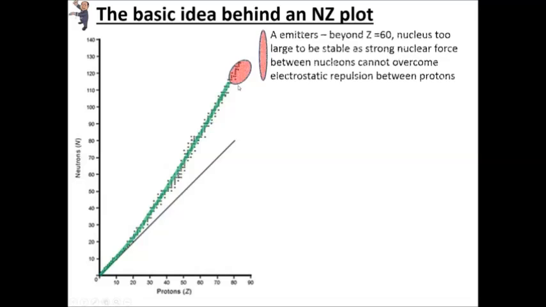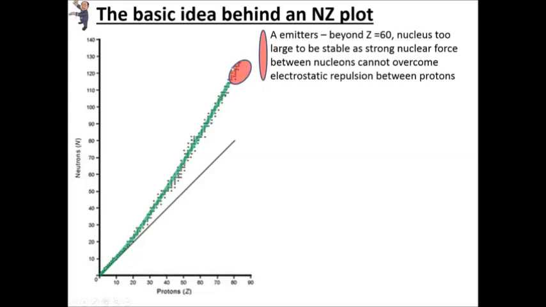Okay, and then what we can now add on to it, we can consider that anything that's not on the stability belt are the unstable isotopes, and we can look at where they all are. Now this particular pinkish area, these are the alpha emitters. They're beyond Z equals 60, so all the alpha emitters are large nuclei, and the nucleus is too large to be stable. The strong nuclear force between the nucleons cannot overcome the repulsion between the protons, so they end up ejecting an alpha particle in an alpha decay.